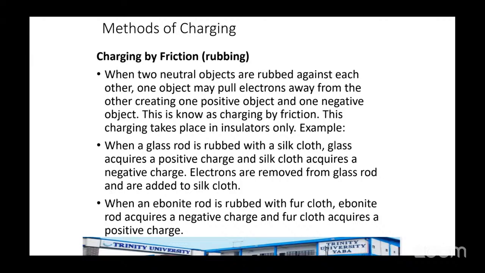So that is how to charge two insulators. One becomes positively charged, the other one becomes negatively charged. Another example, there is an ebonite rod rubbed with fur cloth. Ebonite rod here acquires negative charge and fur cloth acquires a positive charge. So in this case, the fur cloth loses electrons to the ebonite rod. So the ebonite rod gains electrons and becomes negatively charged, while the fur cloth that loses electrons becomes positively charged, because the protons, which are the positive charge, will be more in that fur cloth than the electrons.